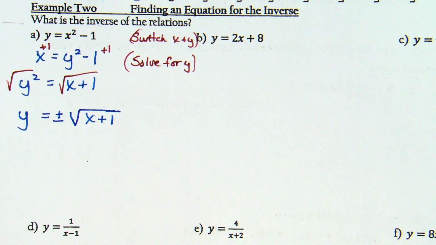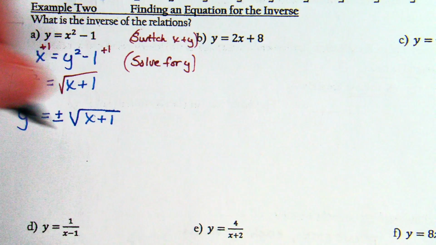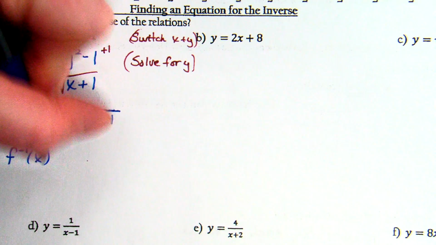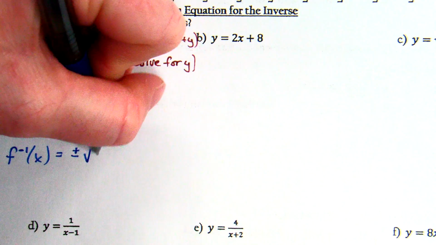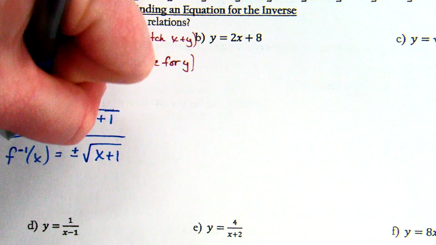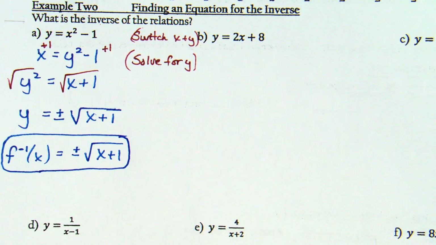Last step there. Once you get to the end and you have y equals, instead of leaving it as y equals, we want to show that this is an inverse function. So I'm going to replace that y with f inverse of x. So my final inverse function here is f inverse of x equals plus or minus square root of x plus 1.